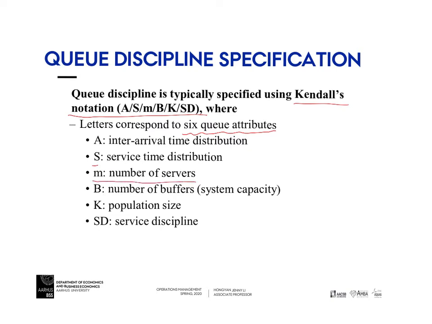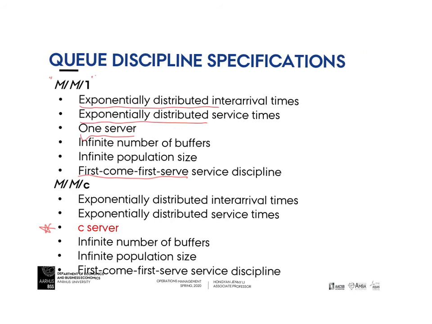Later on in the slides, in the handouts or in the lecture, we also use a small c to replace M. Capital B is the number of buffers, so how many cars, products, or customers are allowed to wait in the system. Capital K is the population size. SD is the service discipline, for example, first come first serve, last come first serve, or different types. And sometimes it's priority-based service, and so on.